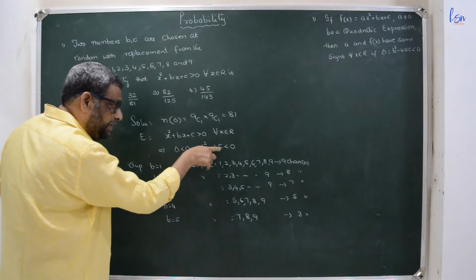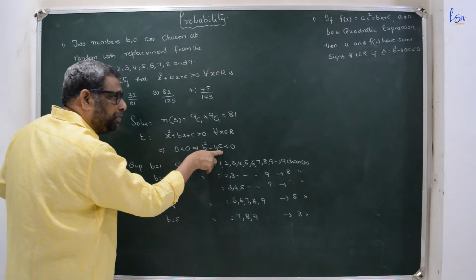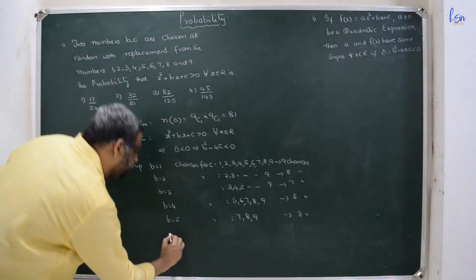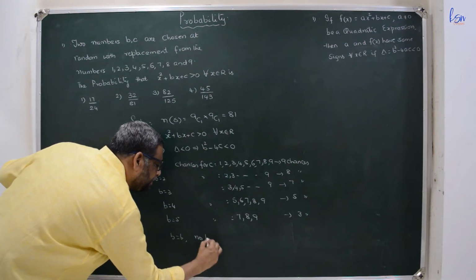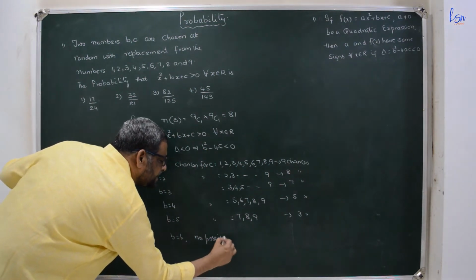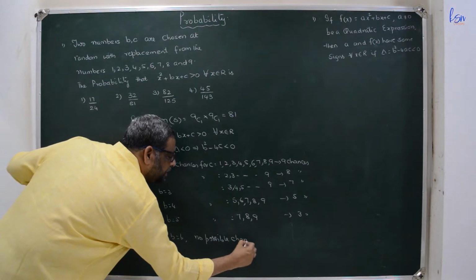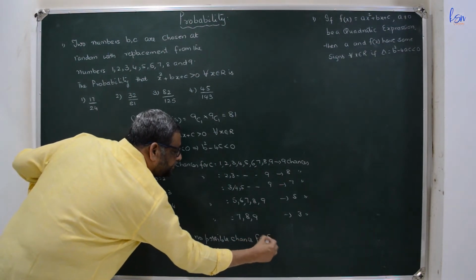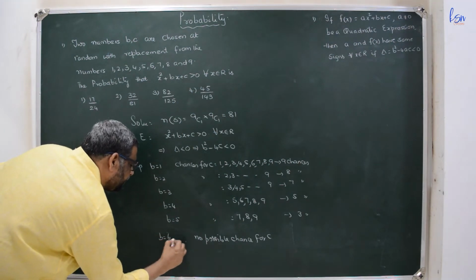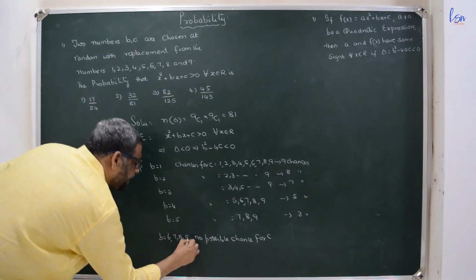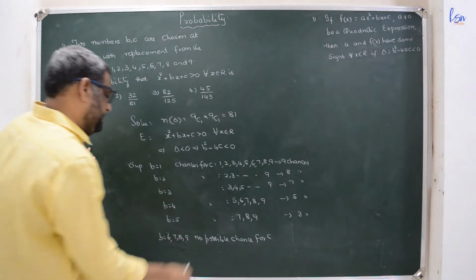And if B equal to 6, this will become 36. Even if you place C equal to 9, it will become 36, which is not less than 36. So if you take B equal to 6, there is no possible chance for C. Even for 7, 8 also. So we'll write for B equal to 6, 7, 8 and 9, no possible chances for C.